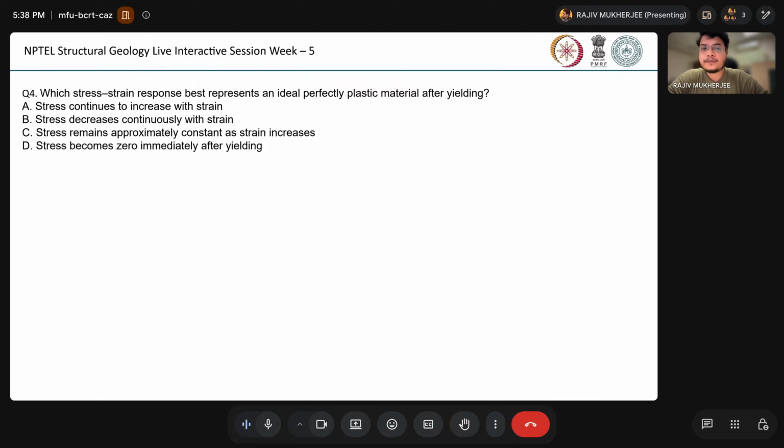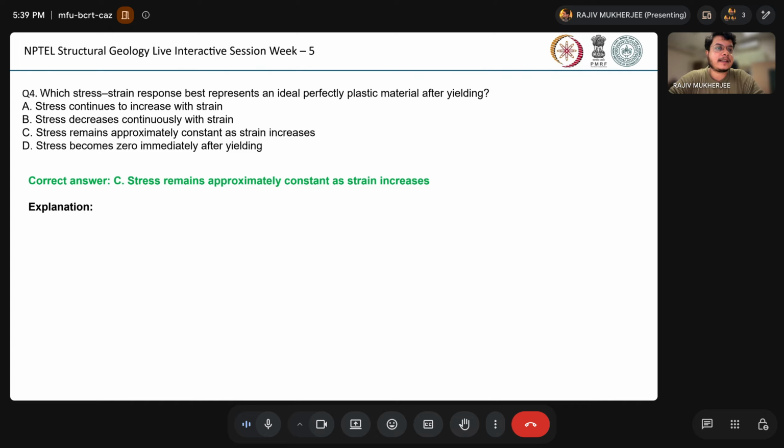Okay, so let us solve. The correct answer is option C, and that is stress remains approximately constant as strain increases, right? So option C is the correct answer.